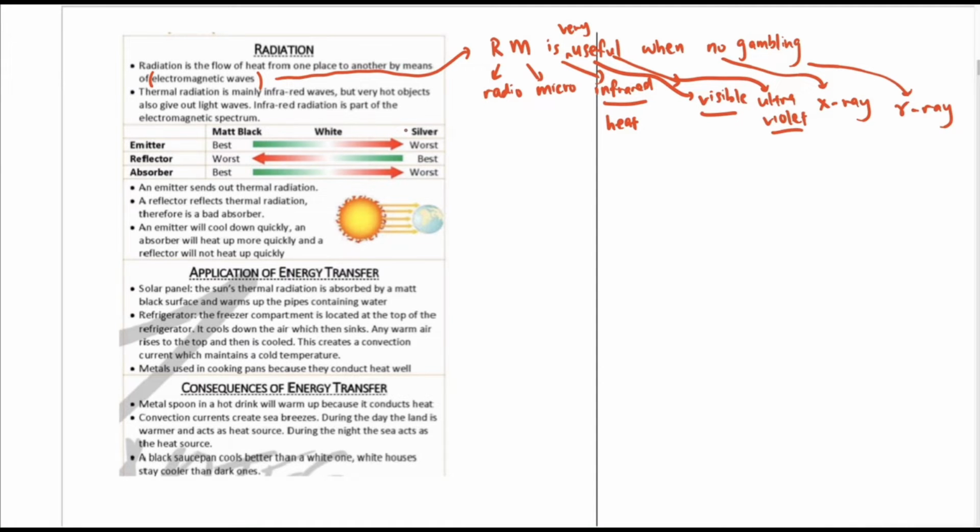So imagine you're driving a silver car in the winter. It doesn't release the heat easily because it's the worst emitter. So it is warm compared to the black car. Likewise, if you are wearing a black shirt, you will feel cold in winter. But if you are wearing a shiny shirt, it's not so cold. Okay, so reflector.